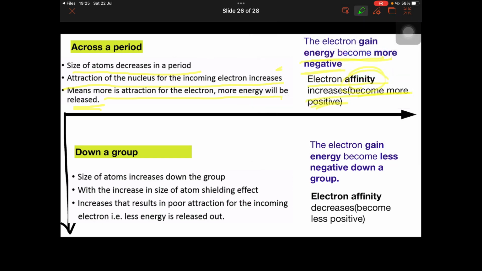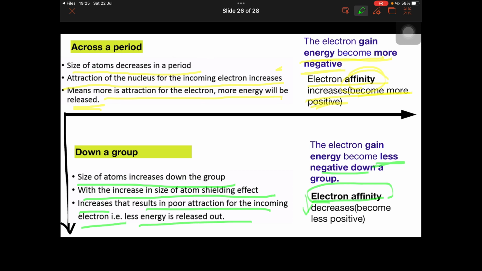Next we will look at down the group. The size of atoms increases. With the increase in the size of the atom, the shielding effect increases. So there is poor attraction for the incoming electron, and less energy is released. The atom is not interested in taking up an electron. So the electron affinity is less, a less positive value, or less negative electron gain energy down the group, as less energy is released.